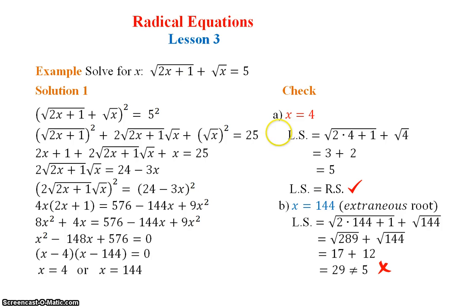Substitute x equals 4 to the left side of the equation. We get left side equals square root of 2 times 4 plus 1 plus square root of 4. 2 times 4 is 8 plus 1 is 9, square root of 9 is 3. Square root of 4 is 2, and 3 plus 2 equals 5. Therefore, left side equals right side, and hence x equals 4 is the root of the given equation.